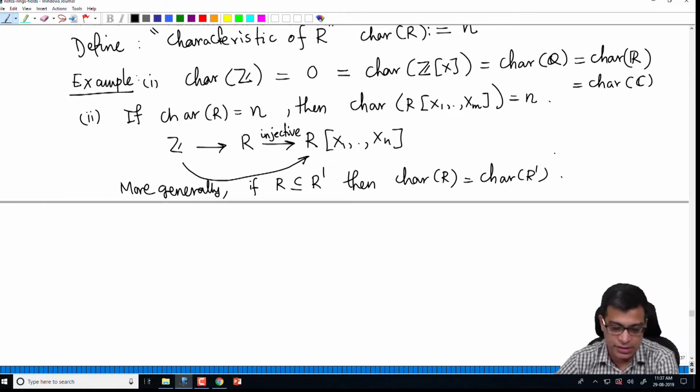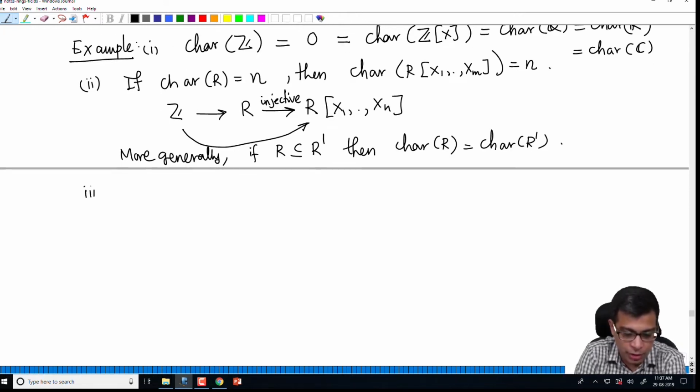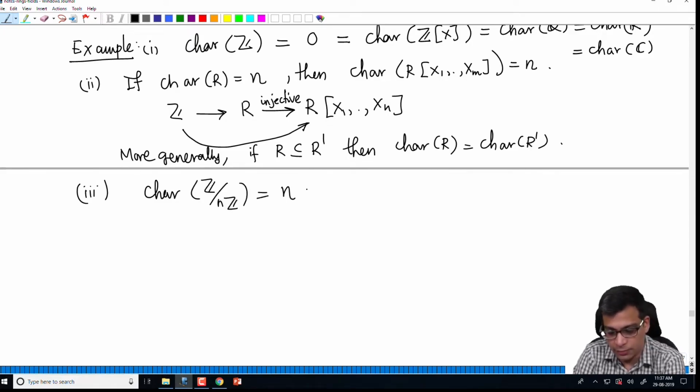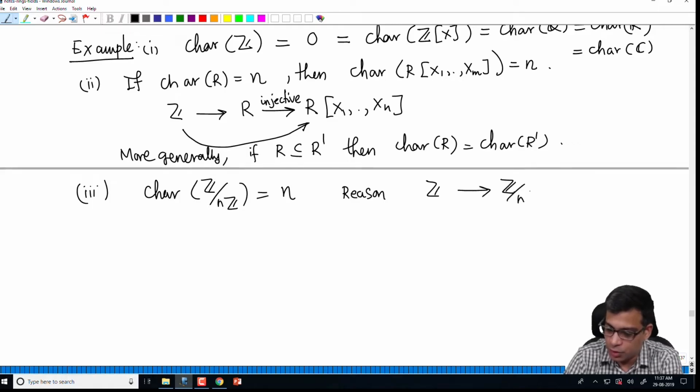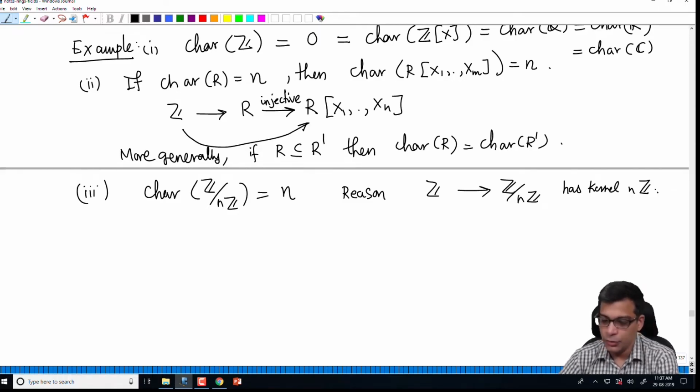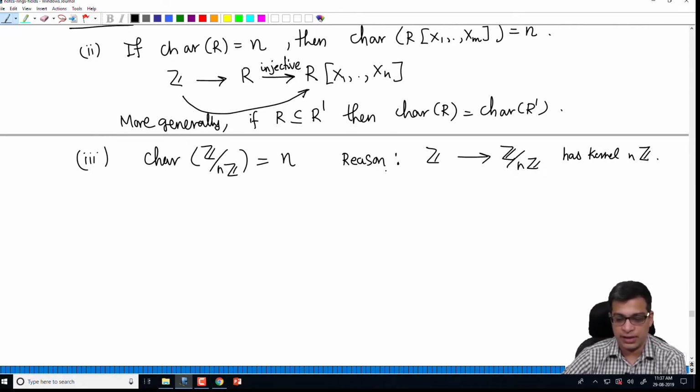So these are easy observations, and we can also say the characteristic of Z mod NZ is N. The reason is that the unique map from Z to Z mod NZ has kernel NZ, so the characteristic of Z mod NZ is N.